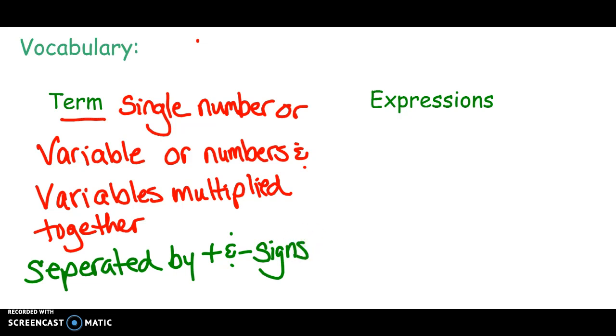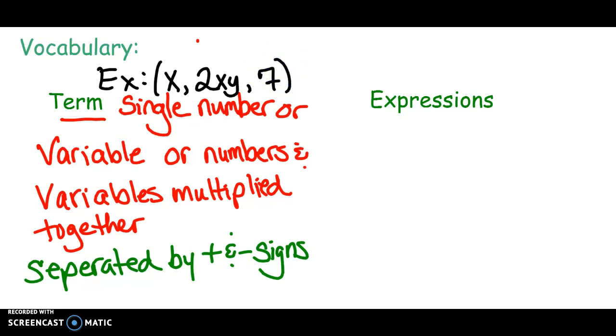So if we have examples of terms, you might have x is a term, or 2xy is a term. Maybe you have 7 as a term. Anything that does not have a plus or a minus.